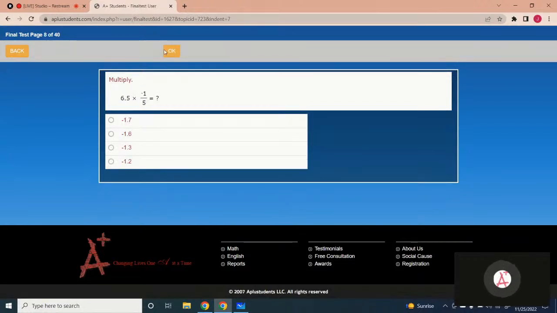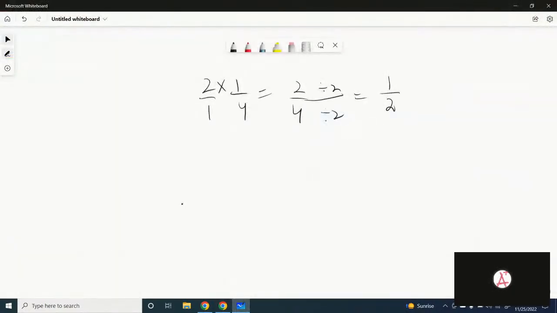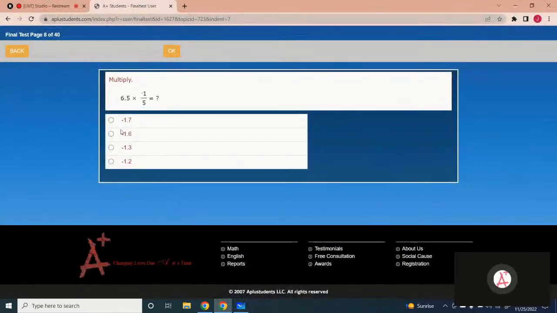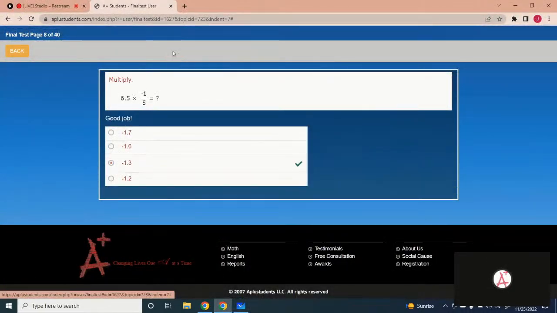Okay, the next one is 6.5 times negative 1 over 5. So just do numerator times numerator and denominator times denominator. Numerator would be negative 6.5 and 5 times 1 is 5. So when you divide them, it would be 5 times 1 is 5 and 5 times 3 is 15. It would be negative 1.3. Got it? So just select the correct option, then click on the OK button.